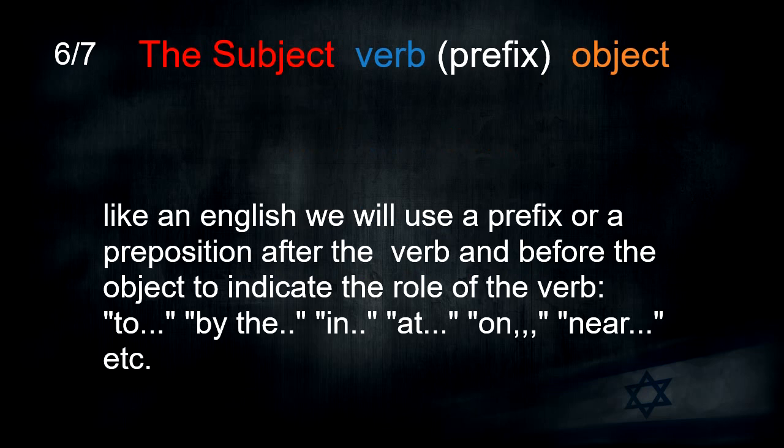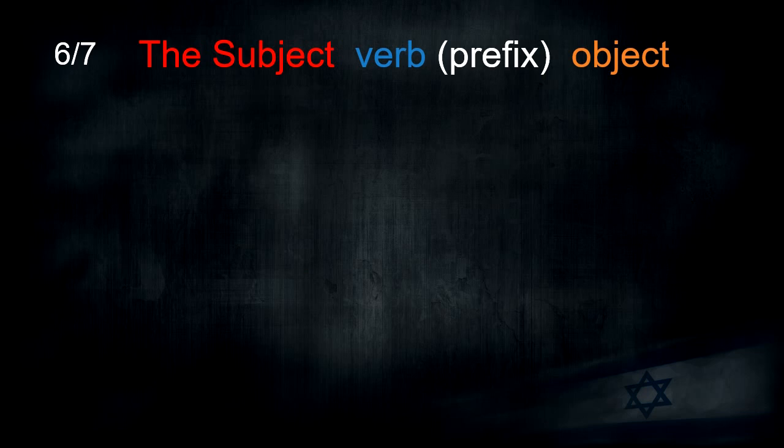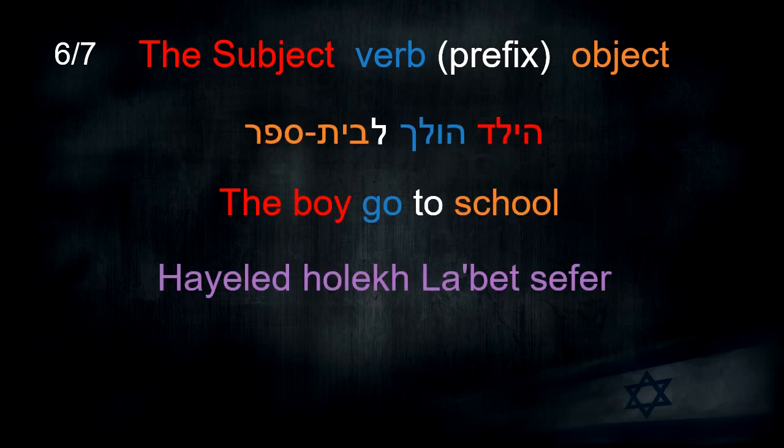Sometimes we'll put a prefix before the object to indicate the role of the verb. For example, in English we'll say the boy goes to school. In Hebrew we'll say הילד הולך לבית ספר. La is the prefix for to.